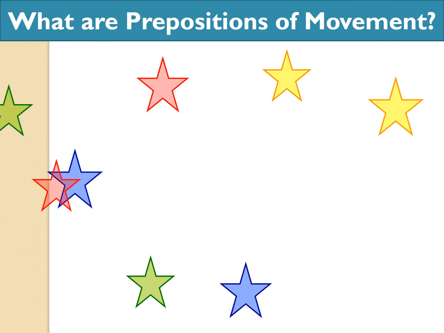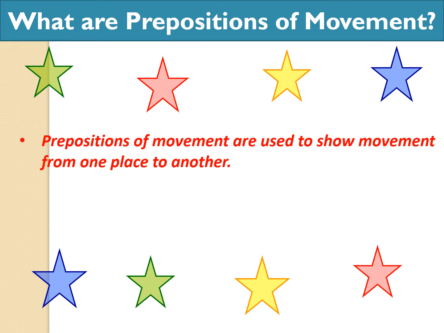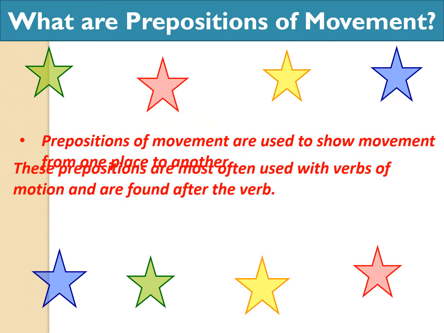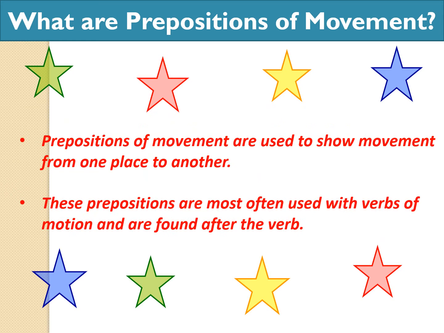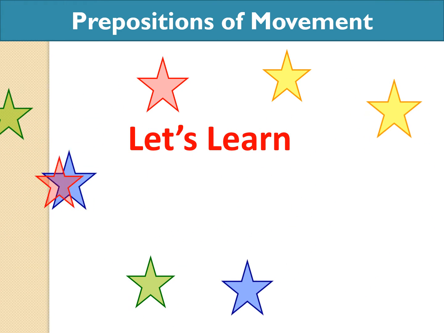What are prepositions of movement? Prepositions of movement are used to show movement from one place to another. These prepositions are most often used with verbs of motion and are found after the verb. Now let's learn them.